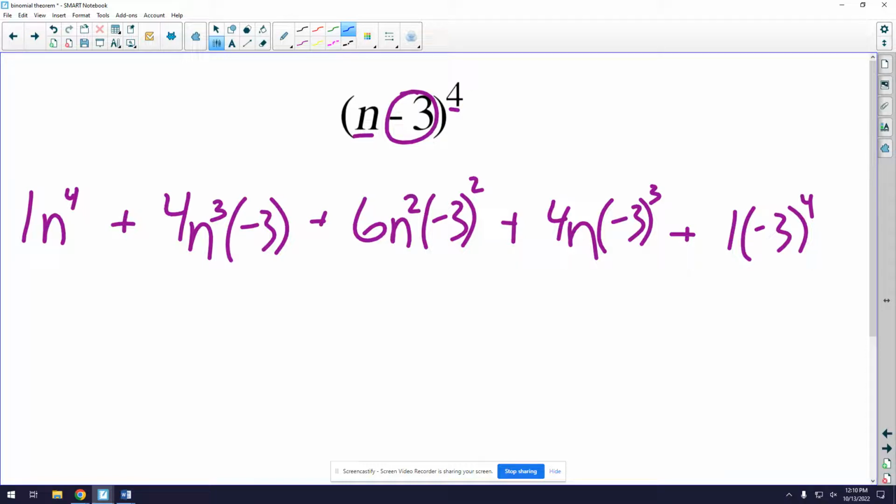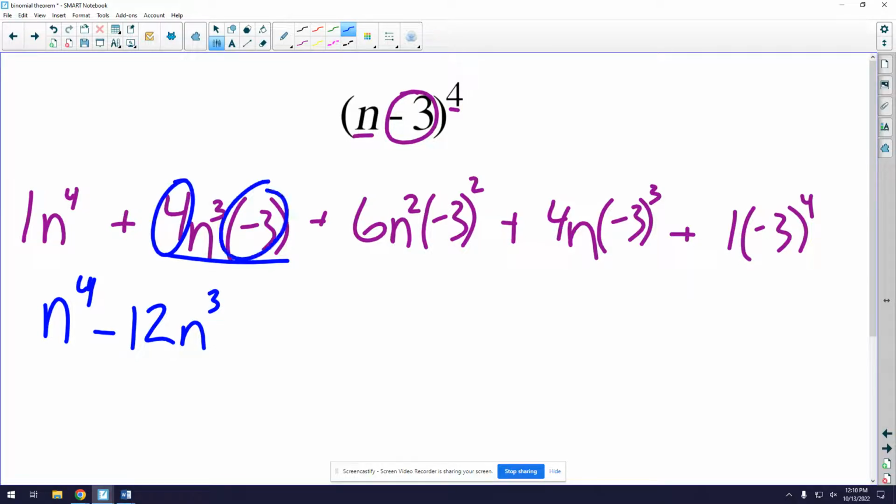1 n to the 4th is just n to the 4th. But this term, I can do some simplifying. 4n to the 3rd times -3. 4 times -3 is -12 n to the 3rd. So I just multiplied 4 times -3 to get -12. So there's a minus sign there now.